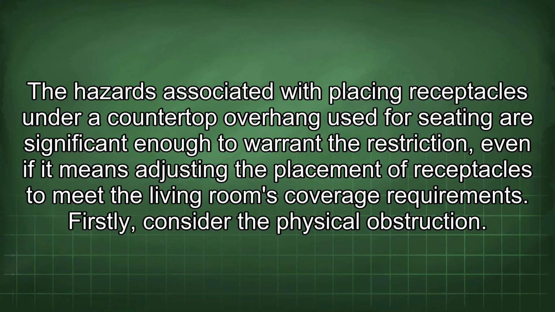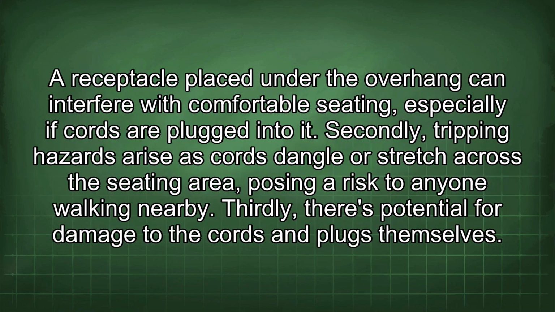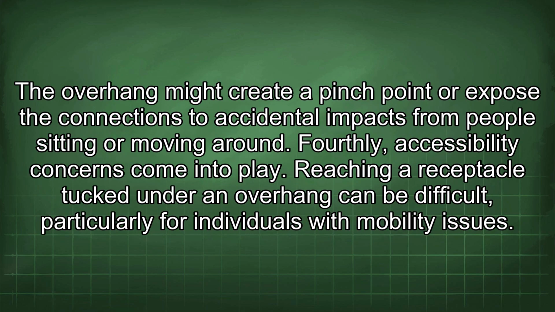Firstly, consider the physical obstruction. A receptacle placed under the overhang can interfere with comfortable seating, especially if cords are plugged into it. Secondly, tripping hazards arise as cords dangle or stretch across the seating area, posing a risk to anyone walking nearby. Thirdly, there is potential for damage to the cords and plugs themselves. The overhang might create a pinch point or expose the connections to accidental impacts from people sitting or moving around.